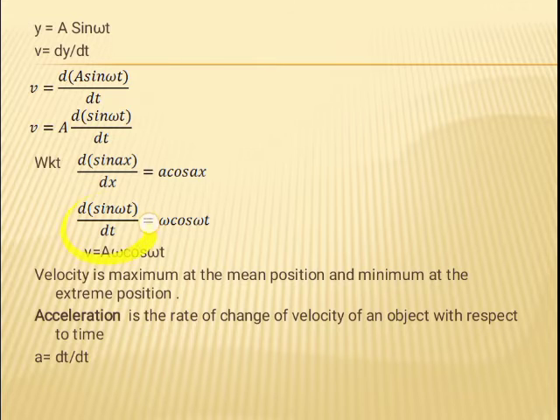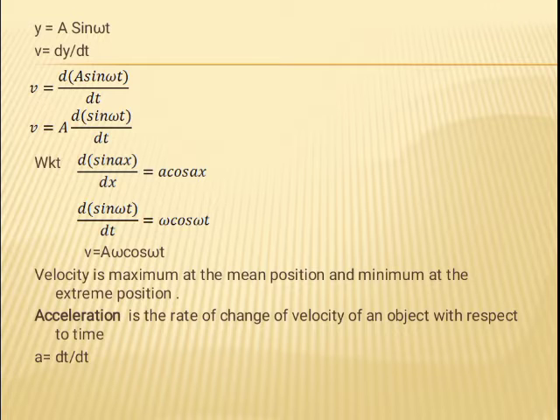Differentiation of sine gives cos theta. If there is any variable inside the cos, such as omega, the angular velocity, that will be taken out during differentiation. So now what would happen? V is equal to A omega cos omega t. When you differentiate, you substitute the formula here, so v is equal to A into the differentiation, that is omega cos omega t.